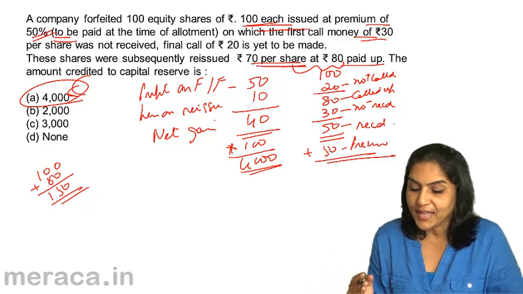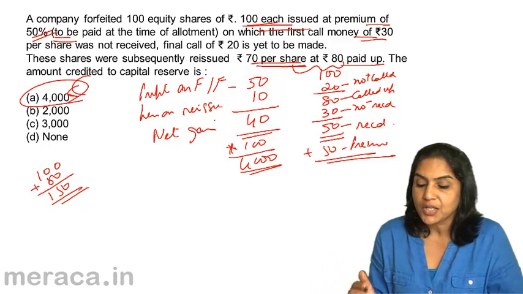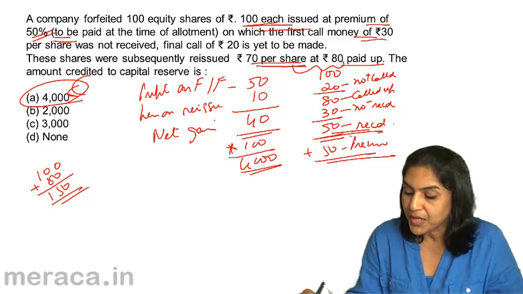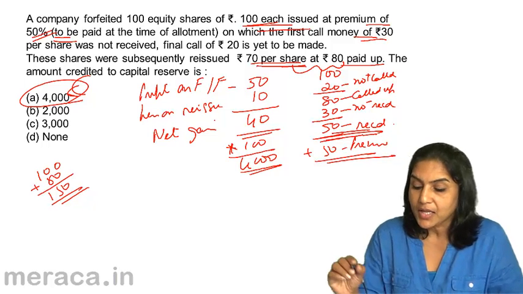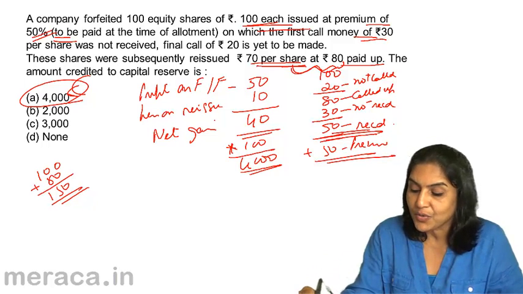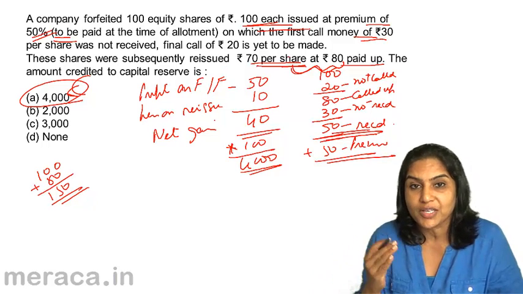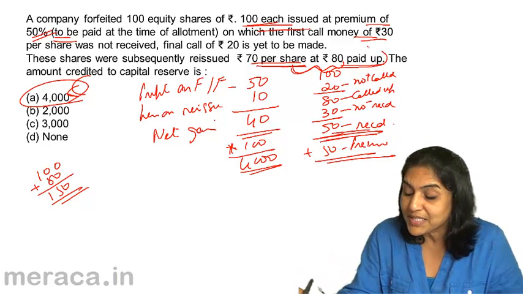So what is the gain that we have made on forfeiture? The gain is rupees 50, the amount which is received. What is the loss that we are making? The loss is actually 10 rupees here. Why is it 10 rupees? Because they are subsequently reissued at 70. We got only 70, but the share is rupees 80 paid up.